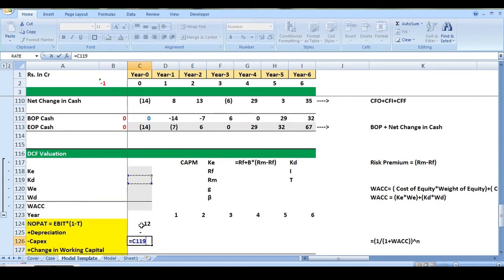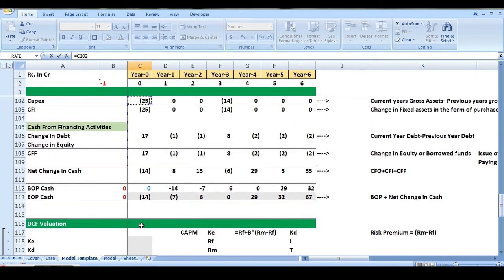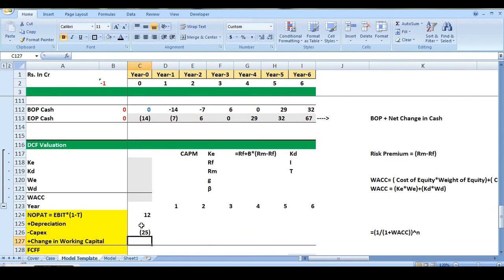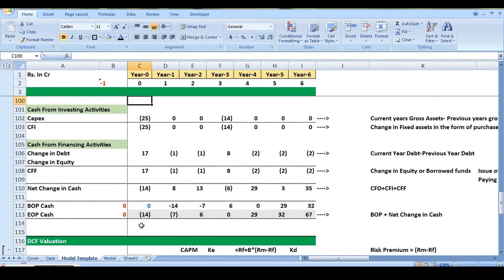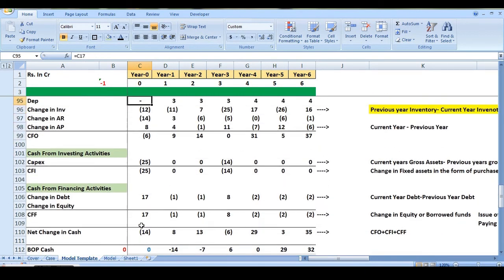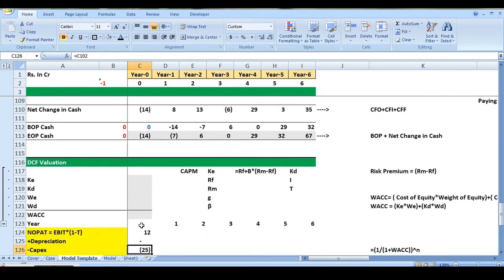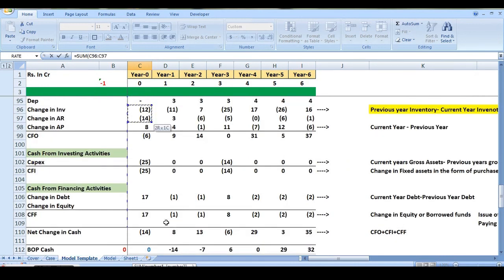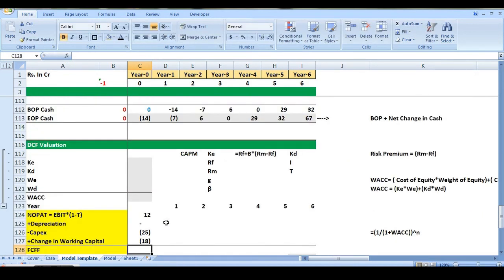Capex, now we have to reduce the capex, but if we go into the cash flow statement, the capex is already given as negative, so we simply link it. And change in working capital, now we have already calculated the change in inventory, change in receivables and change in accounts payable in the cash flow statement. So we simply take the sum of these three values. Bracket complete. It gives you the change in working capital and my free cash flow to firm is equal to the sum of all these values.